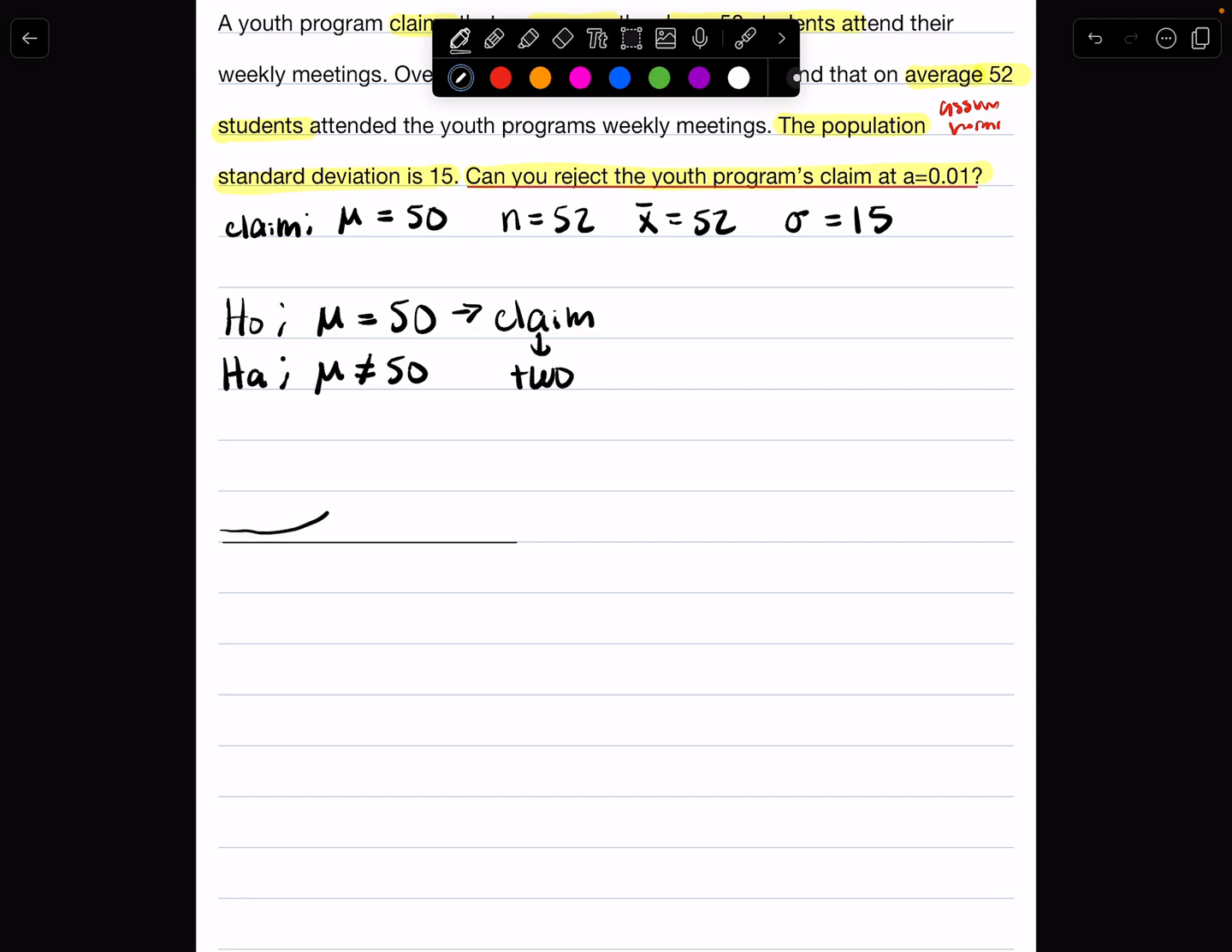We have a normal distribution. To be a two-tailed test means we have two rejection regions. We have a rejection region to the left and a rejection region to the right, each of which has their own cutoff. Now, what do I know about these rejection regions? I know the area under them is alpha. We are looking at alpha equals 0.01. So alpha equals 0.01, well, that's the area under both.